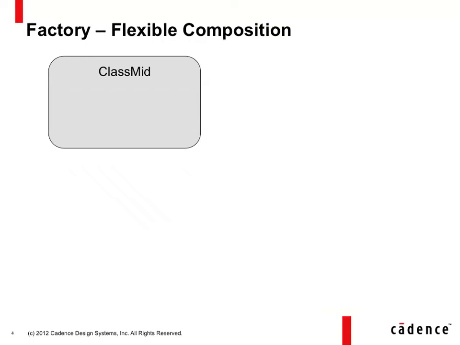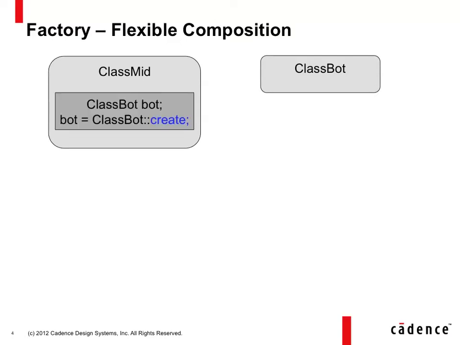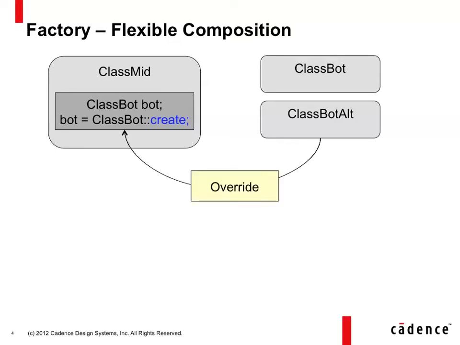Using factory methods will solve this problem. We start again with our class bottom and want to create an object here. Instead of using the new, we're using the factory method create. By default, it will still create an object of class bot. But we can now easily change this, right? We can now say, hey, I need class bot alternative. And we can use a factory override method to basically change the behavior during the construction.